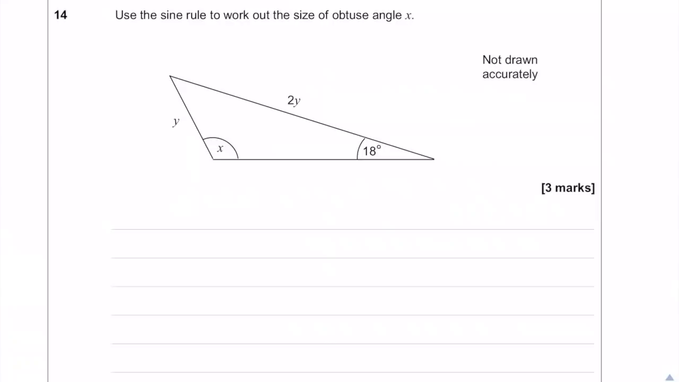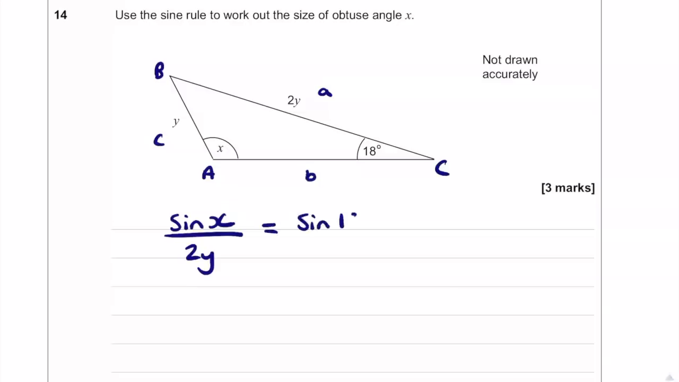Question 14. Use the sine rule to work out the size of obtuse angle x. So what I'm going to do is call this angle A, that angle B, that angle C. So this is going to have sides lowercase a, lowercase b, lowercase c. And using the sine rule, because we're trying to work out an angle, we can say that sine x all over 2y is equal to sine 18 all over y. And now we can solve for x.